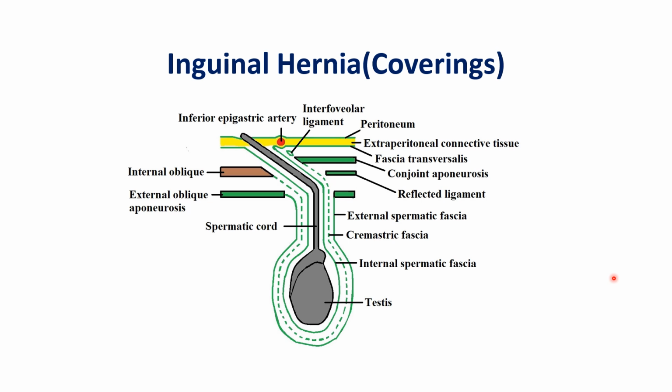This type of hernia may also be due to the persistence of the processus vaginalis, which connects the peritoneal cavity with the tunica vaginalis, and in such a case we call it a congenital indirect hernia. So see, it takes place lateral to the inferior epigastric artery and the contents protrude through the deep inguinal ring. So the coverings of an indirect inguinal hernia will be the peritoneum, extraperitoneal connective tissue, the internal spermatic fascia, the cremasteric fascia, the external spermatic fascia, and the skin.